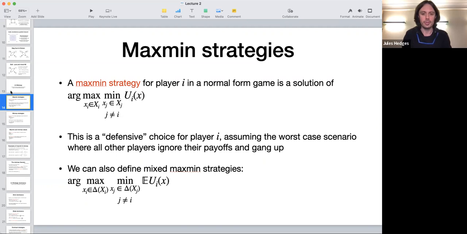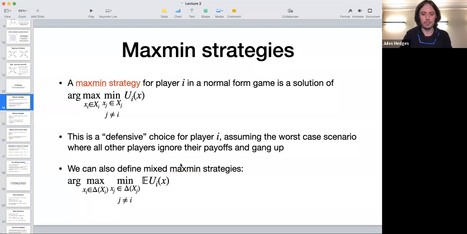If we have a normal form game, then a max-min strategy for player i is a solution of this optimization problem. It's a strategy x_i that maximizes, given that every x_j for every other player is trying to minimize, player i's payoff. So this is a sort of defensive choice for player i. They assume the worst case scenario that no matter what they do, everybody else will do whatever they can to minimize their payoff, and then they maximize that minimum. So this is a literal worst case scenario for player i.